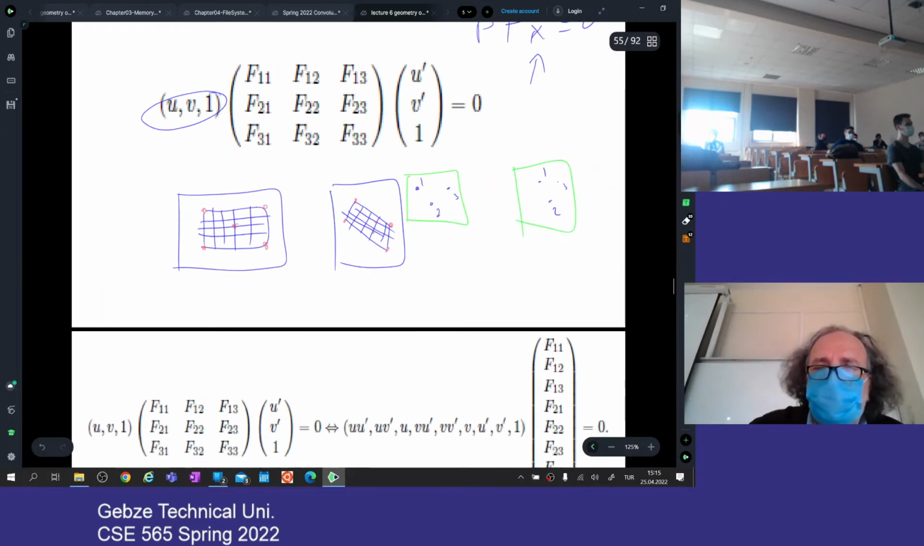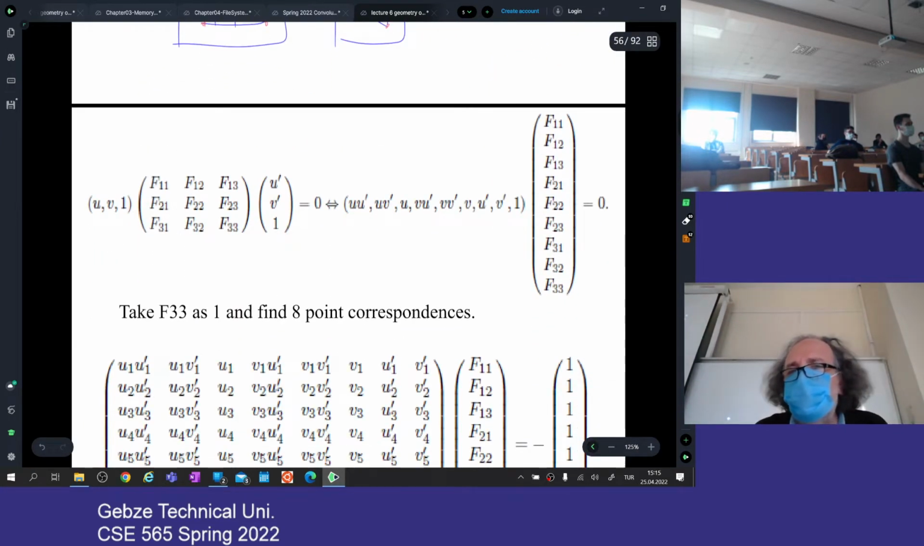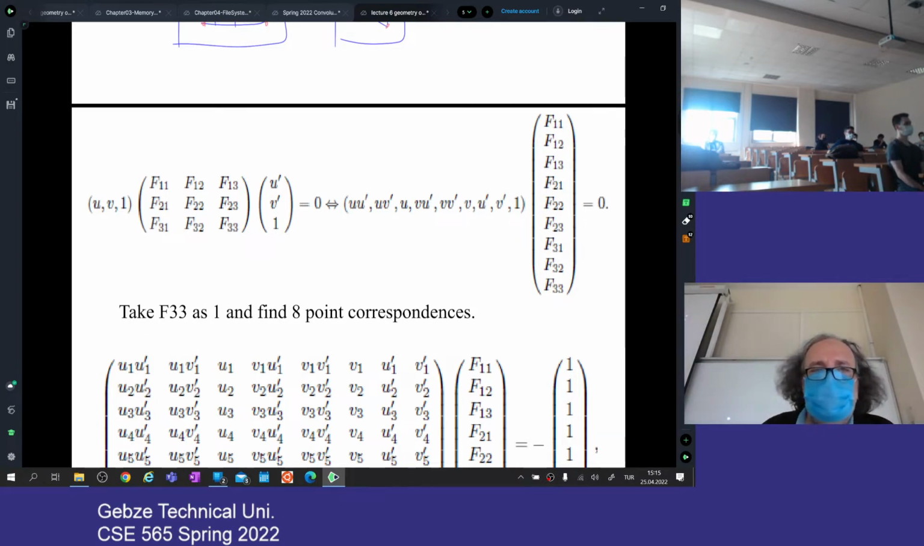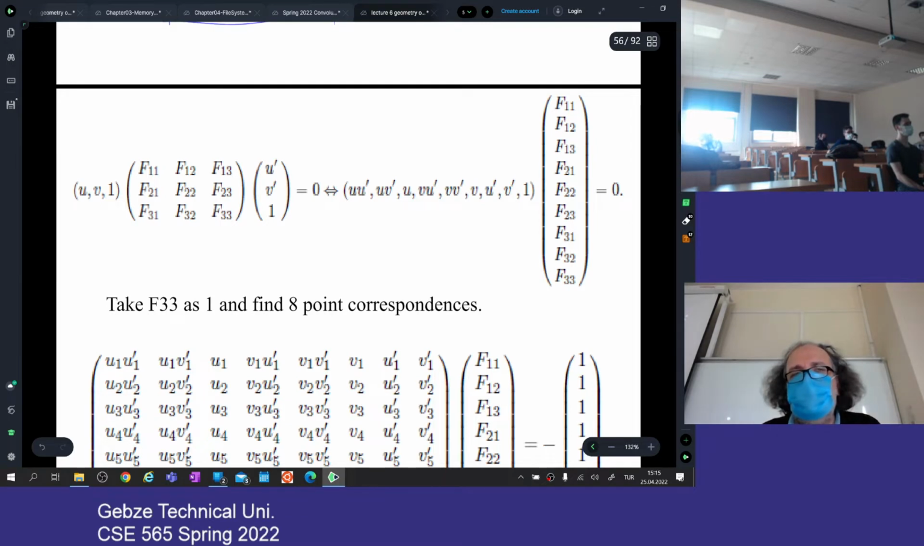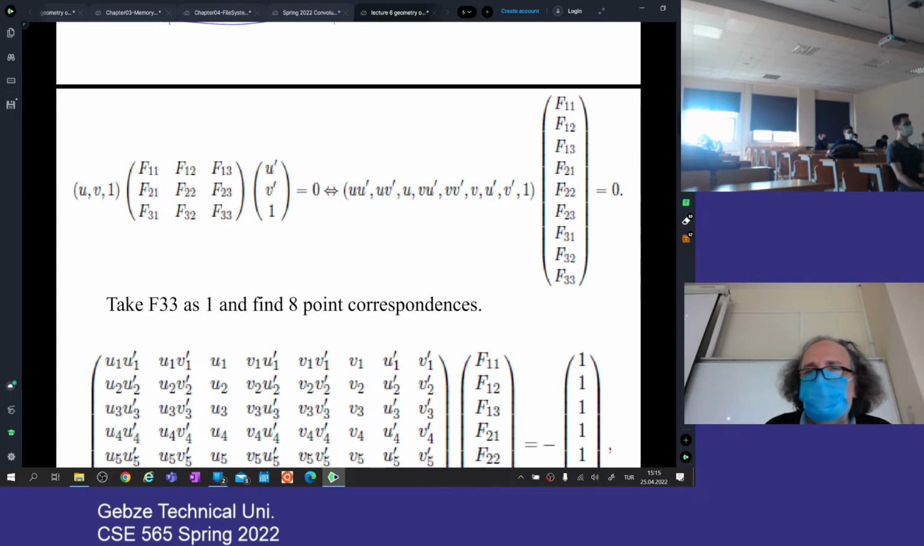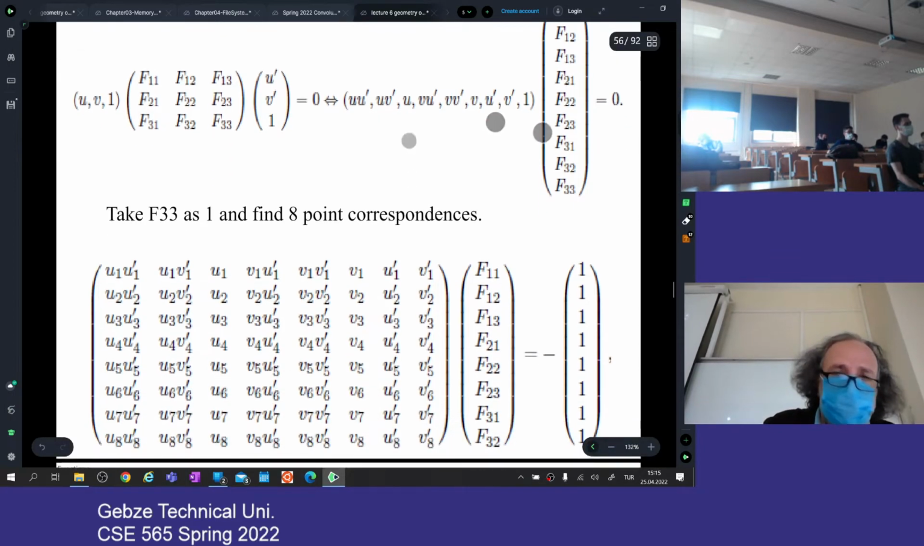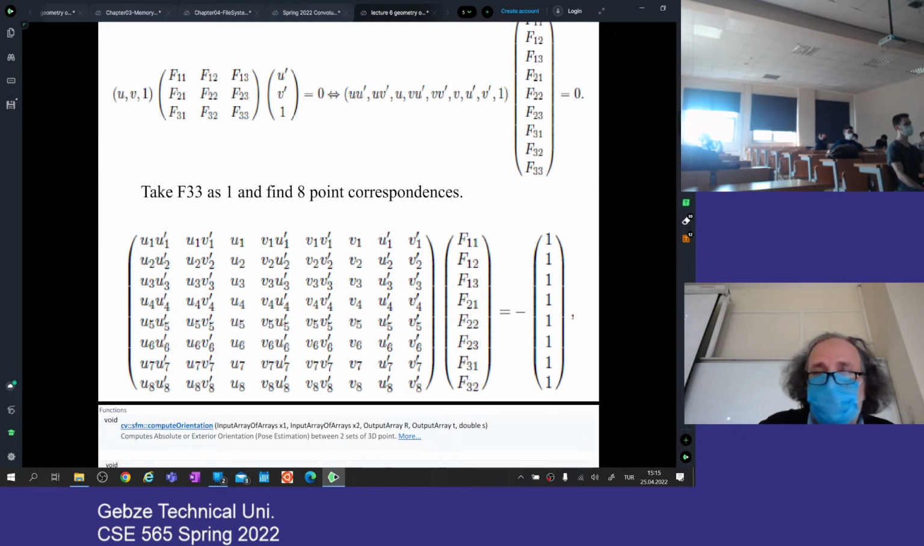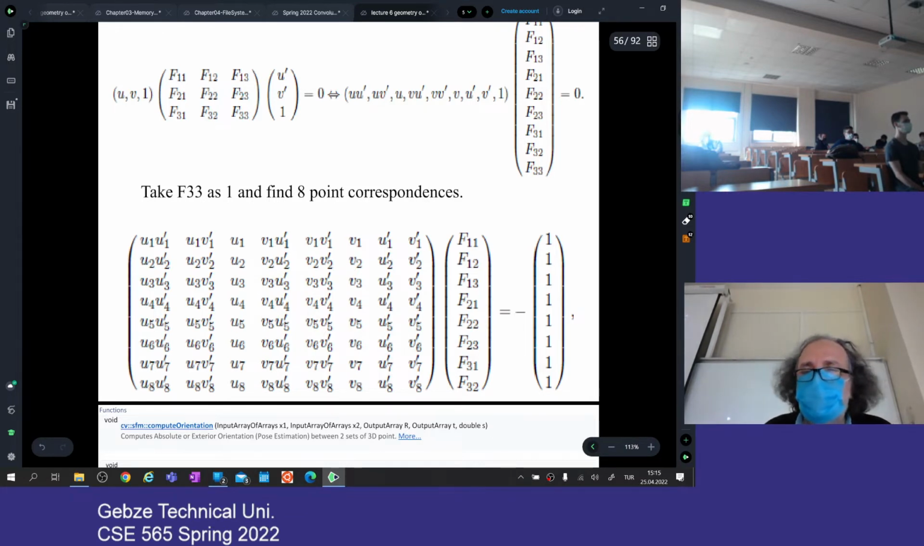Once you have those correspondences, you write all of them, and each correspondence will give you an equation about these f values, and you can get a nice matrix representation like this for each correspondence. And if you put them one after the other like a matrix, so 1 2 3 4 5 6 7 8, 8 rows will be enough. 8 correspondences will be enough, and you multiply this with these f values, 8 of them.